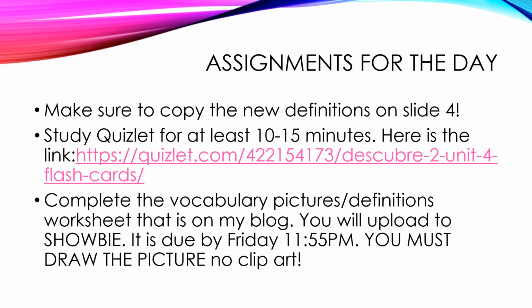Number two, I want you guys to go on Quizlet for at least 10 to 15 minutes. I put the link here below, and I want you to be reviewing that vocabulary. I am going to be meeting with Mrs. King on Friday to determine a vocabulary quiz for possibly next week through the VHL platform. So please, please, please do not wait till the last minute. Make sure that you are reviewing this vocabulary.